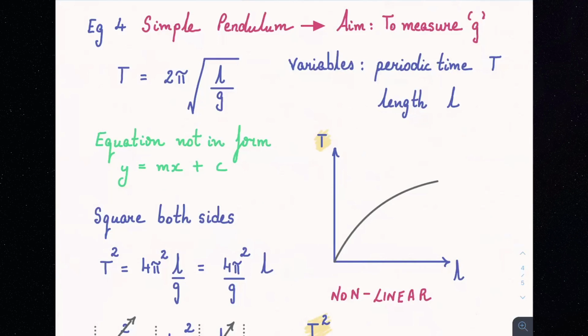So we end up with T squared is equal to 4 pi squared. Okay, so we square 2 pi, that gives us 4 pi squared, and L on g, obviously without the square root, which can also be written as 4 pi squared on g times L.